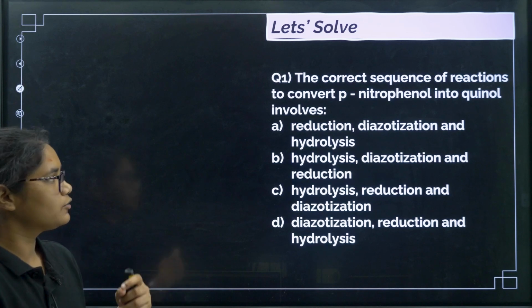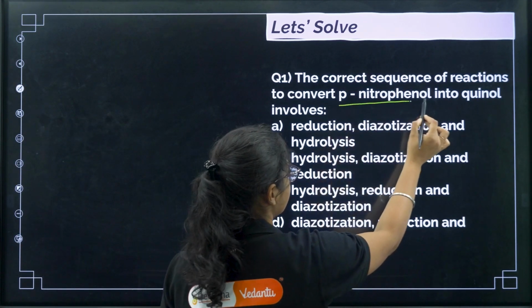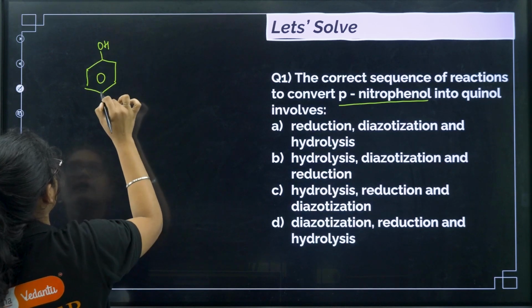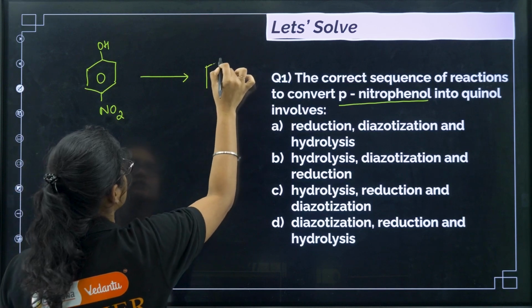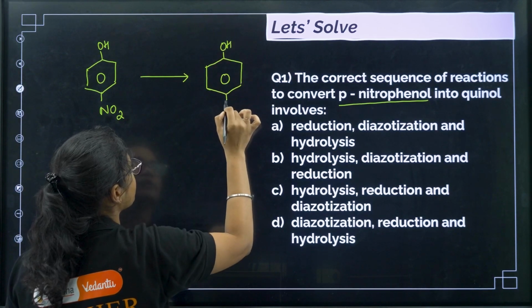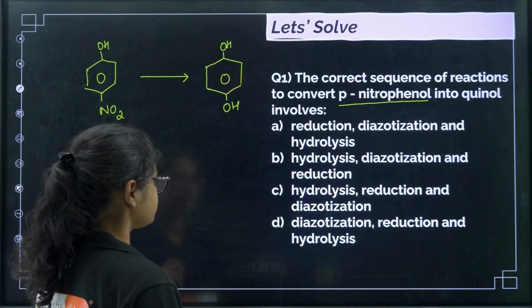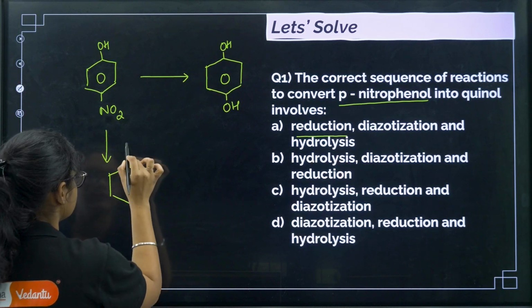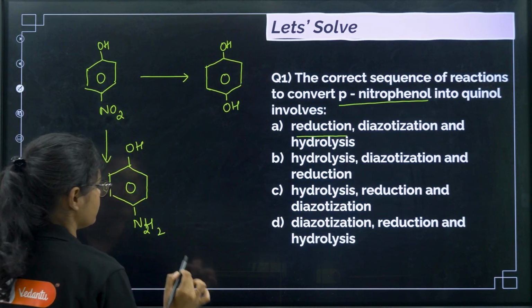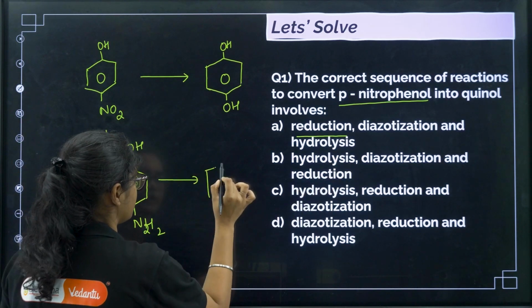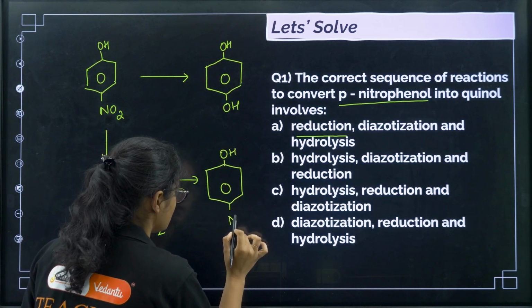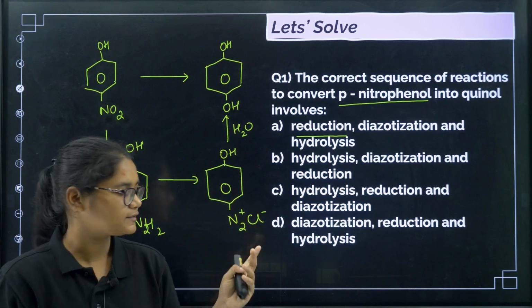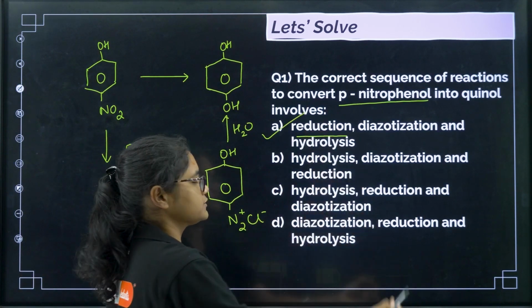Okay. Fine. Next, coming to today's question: the correct sequence of reactions to convert para-nitrophenol into quinol. So para-nitrophenol is there like this. First let us draw para-nitrophenol to quinol. What is the structure of quinol? You must be knowing, it is OH, OH. Now how to convert this? The first option, reduction: NO2 will get reduced. So if I do reduction, we will get OH and NH2. Next you have diazotization. Diazotization means converting it to N2+ Cl-. So we'll get OH and N2+ Cl-. Now hydrolysis means when you treat it with water, right? Just now we have seen that if we treat it with water, this group gets converted to OH. So the correct answer for this question will be option A.